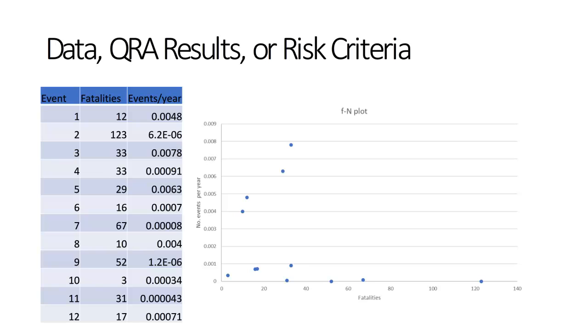Thus, N is the predicted number of fatalities associated with the event, and its associated frequency of occurrence is expressed in events per year or annual probability. The raw data can be used to generate a small FN plot as shown here.